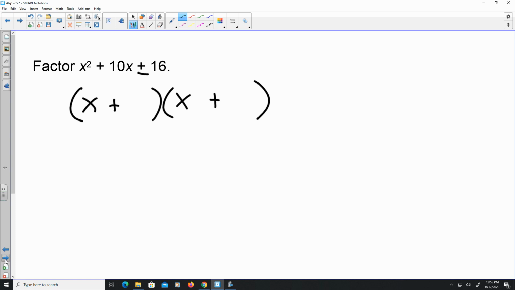Now I have to fill in two numbers. Those two numbers have to give me a product of 16, but their sum has to give me 10. And that pairing is going to be 8 and 2, because 8 times 2 is 16, and 8 plus 2 is 10.